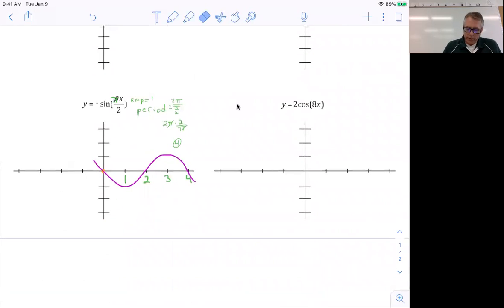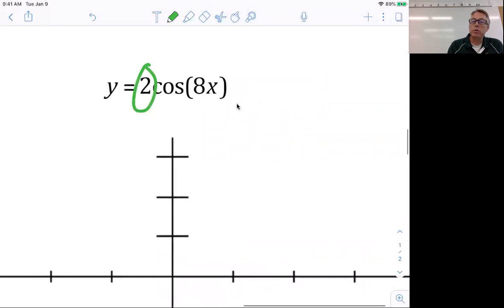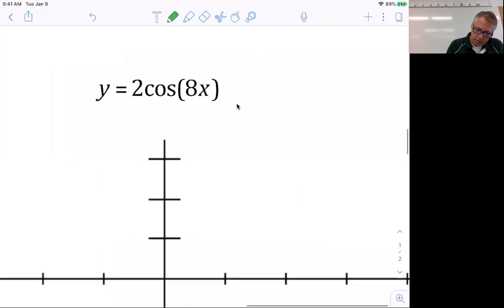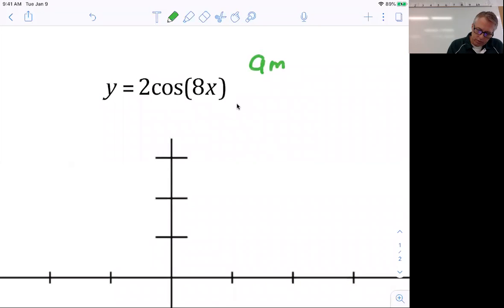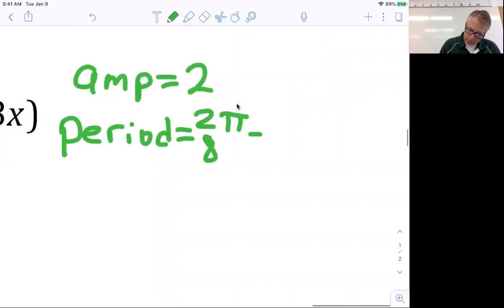All right, so we have a cosine function, and we have an amplitude of 2. Amplitude is always the absolute value of that number out in front. So we have an amplitude of 2. No reflection because there's no negative sign. The period is always, for sine and cosine, 2 pi divided by whatever is in front of x. So 2 pi over 8, which reduces to pi over 4.